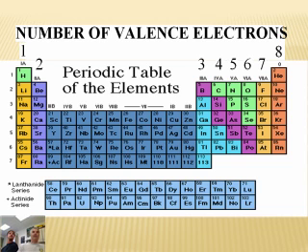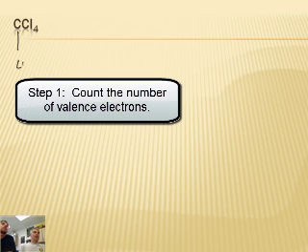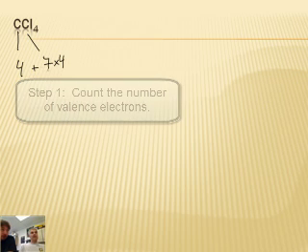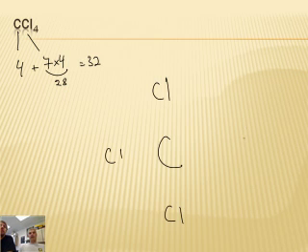Let's look at carbon on the periodic table. Carbon is in column 4 here, and chlorine is 7. So carbon gets 4, and chlorine gets 7, and there's 4 of them. 7 times 4 is 28, and 4 is 32. So the central atom would be carbon, so I'll put my 4 chlorines on the outside.